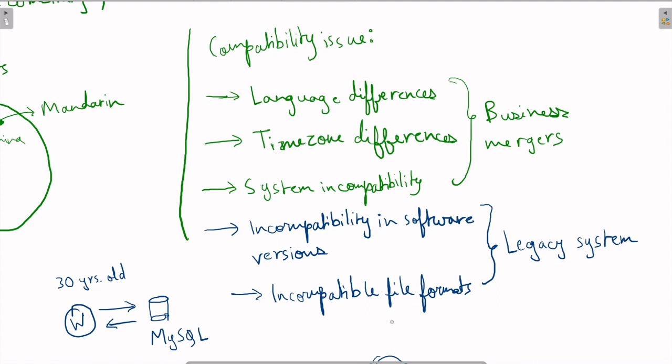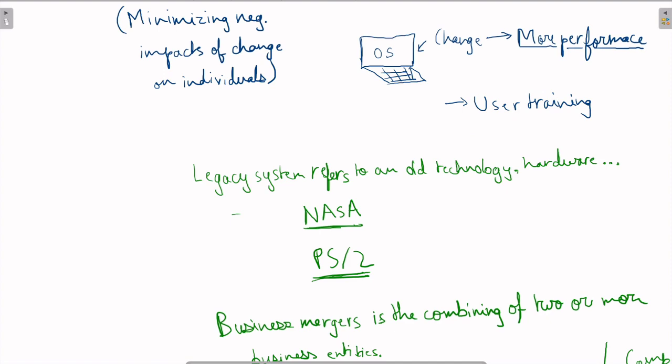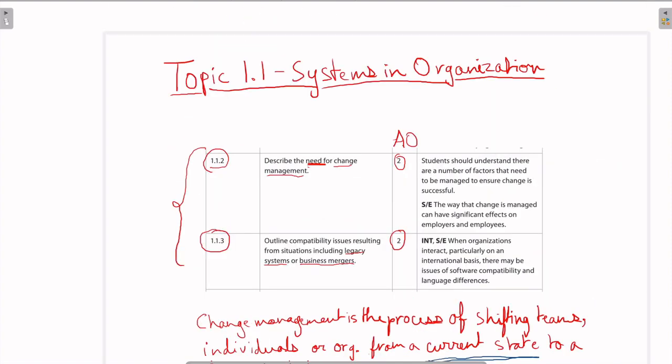So these are all the points under topic 1.1.3. These are the compatibility issues from legacy systems and business mergers. So let's take a moment to reflect on what we've done. We've talked about issues of software compatibility and language differences, right? These are the teacher's notes, by the way. They tell you mainly to consider international basis, because when we talk about companies and all, it's important to consider globally the differences, the global challenges.